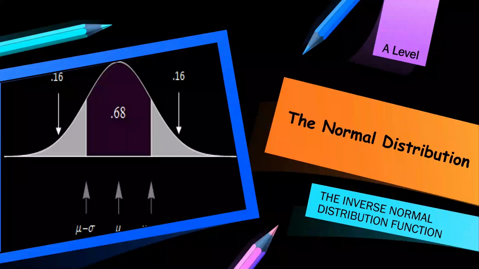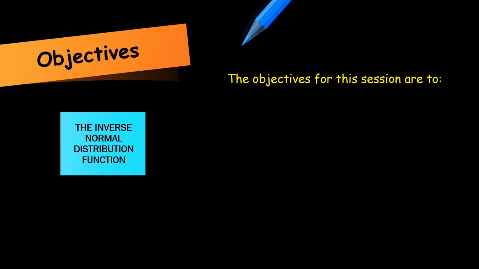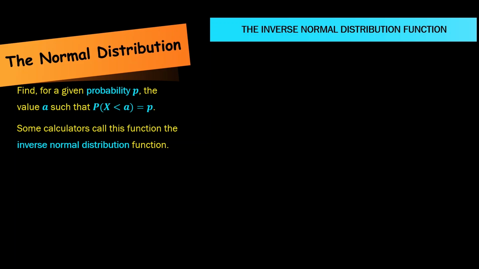Welcome to the session on the normal distribution, the inverse normal distribution function. The objectives for this session are to find, for a given probability P, the value A such that the probability of x less than A equals P. So let's see how we can find, for a given probability P, the value A such that the probability of x less than A equals P. Some calculators call this function the inverse normal distribution function.